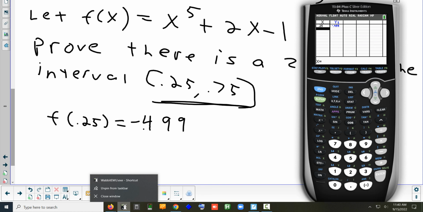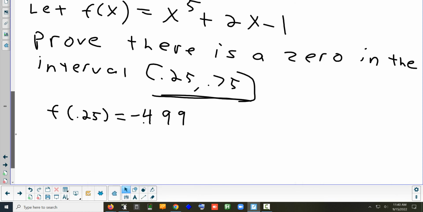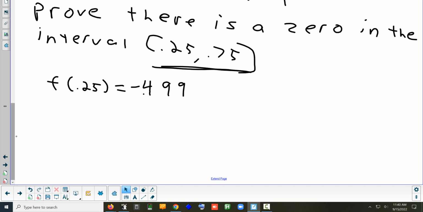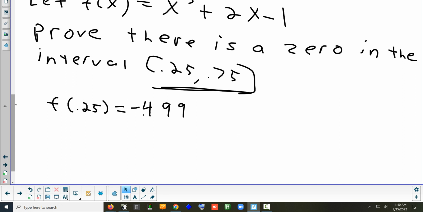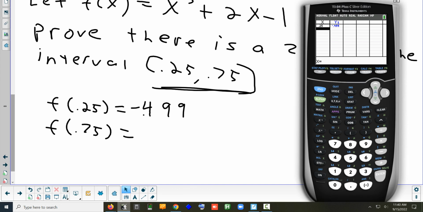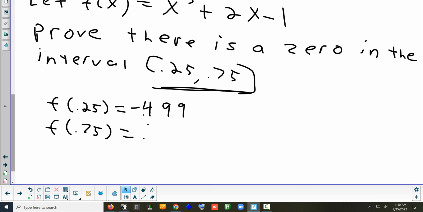Okay. What else do you think I'd have to do? Wait, how'd you do that so fast? I just use the table on the calculator. If you don't have a table, you can do it out, but the table's fast. Yeah, what do I do next? Plug in 0.75. Okay. 0.737. Okay, now what?